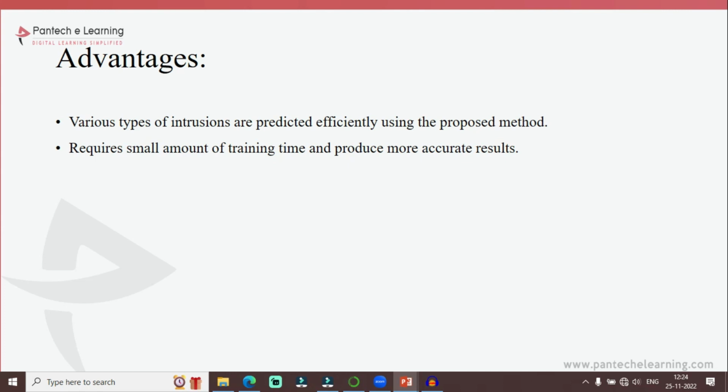Whenever I am designing any type of machine learning model, I should consider its complexity, whether it is more complex or less complex, and how much training time is required. I should consider all these parameters. So it requires a small amount of training time and it produces more accurate results.